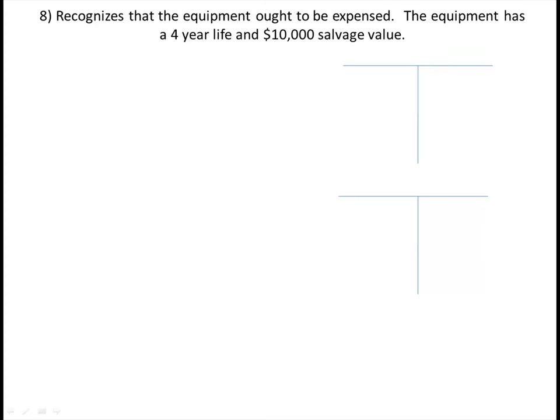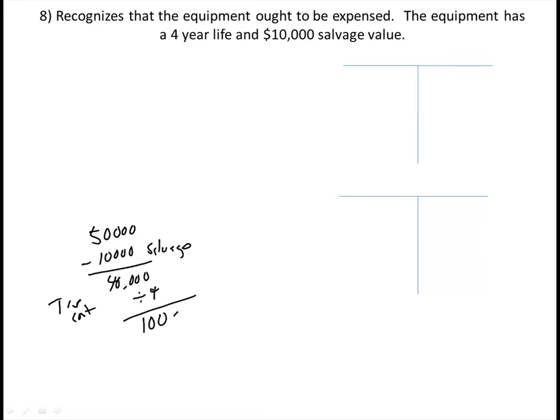Once again, to remind you, we had a $50,000 piece of equipment minus the $10,000 salvage. Gives us a $40,000 true cost. We expect this to last us 4 years. And so we're getting $10,000 of expense being recognized each year, exactly the same way that we did with our prepaid rent. We're going to use our depreciation expense account, and we're going to use our accumulated depreciation account to track the reduced value of the asset on the balance sheet.